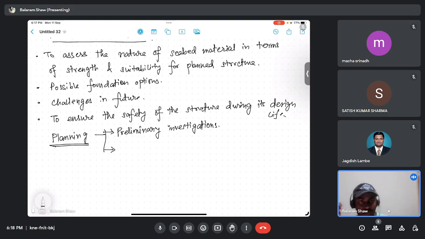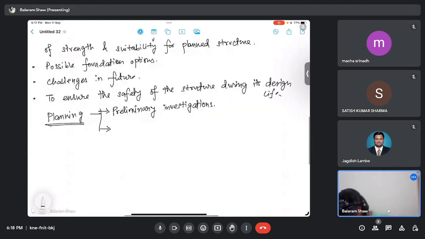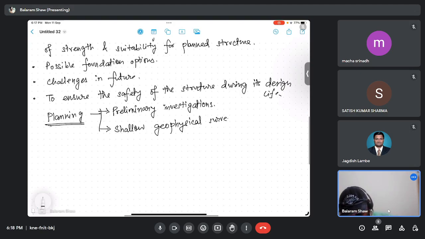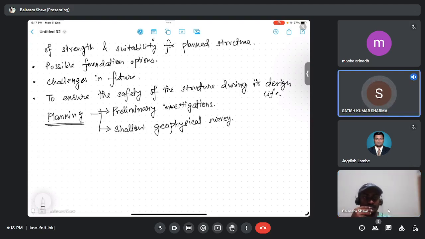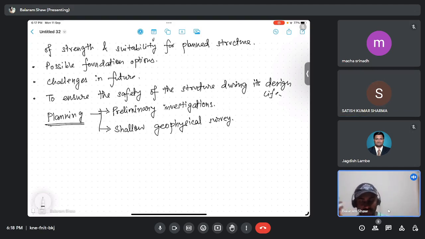Next, what we saw in the last class was the shallow geophysical survey. Up to this we have studied in the last class. What are the shallow geophysical surveys we have seen? Echo sounding, bathymetry and all. This kind of survey is required to provide the information needed to plan for the detailed geotechnical testing.